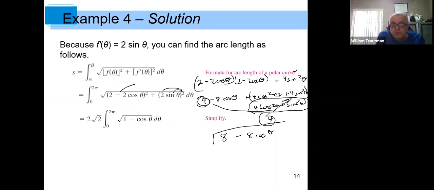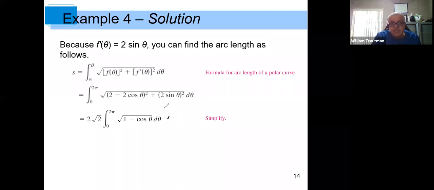And all this was in the square root, don't forget. If I factor out an 8 and take it out of the square root, it's the square root of 8 times 1 minus cosine theta. So the square root of 8 is 2 square root of 2. So that's how we get the 2 square root of 2 on the outside and 1 minus cosine theta on the inside. Okay. So it's just algebra from that point, working it all out, simplifying it as it says there.